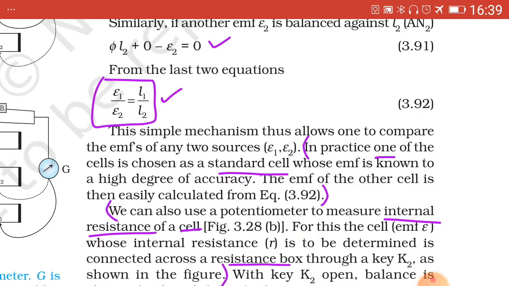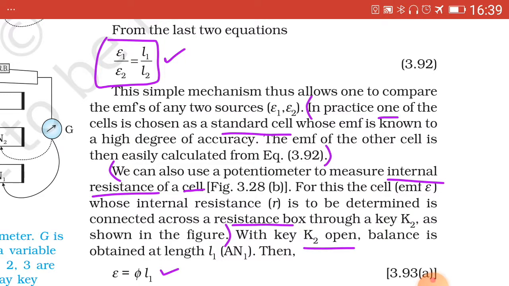In practice, one of the cells is chosen as a standard cell whose EMF is known to a high degree of accuracy, while the EMF of the other cell can then be easily calculated.